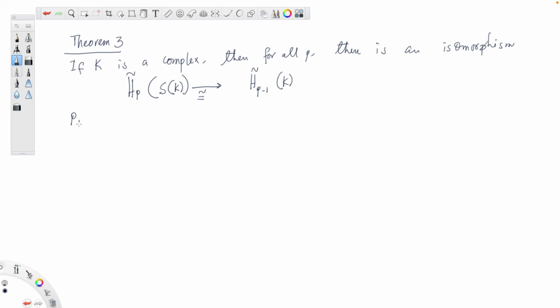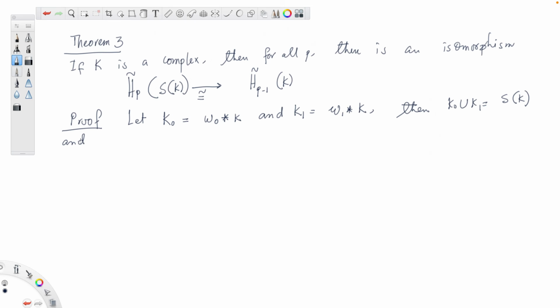Okay, so here is the proof of Theorem 3. Let K0 be equal to W0 star K, and K1 is equal to W1 star K. Then the union of these two cones is equal to the suspension of K, right? According to the definition of suspension. And we also know, which follows from the definition of a suspension, that the two cones intersect at the complex K.